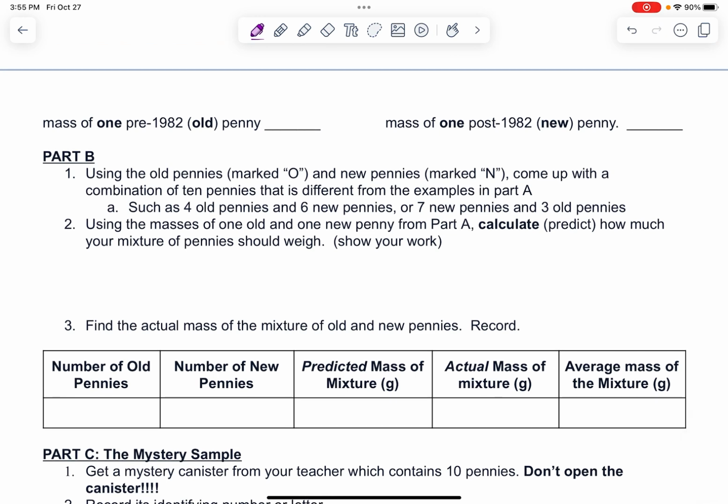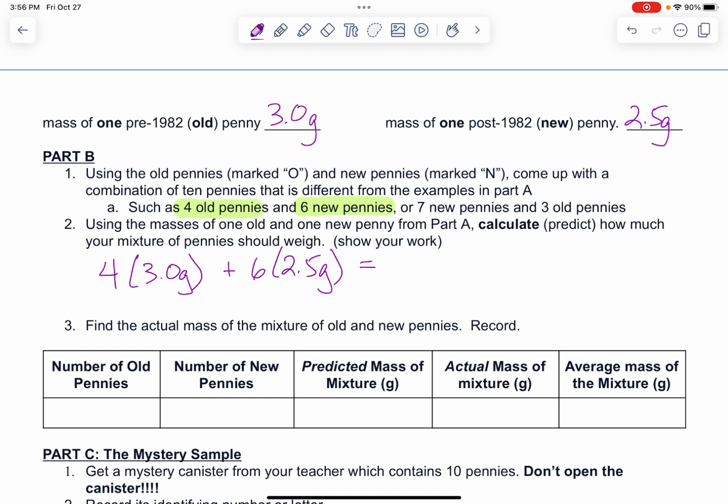Again, at the top here, we wrote down that the mass of our old penny is 3 grams and our new penny is 2.5 grams, so we can predict what the mass of a different mixture would be. Let's say we look at a mixture of 4 old and 6 new pennies. We could predict what the mass would be, and also the average mass. If I have 4 old pennies, I take 4 times my mass of an old penny, which is 3 grams, and then I take my 6 new pennies, so 6 times 2.5 grams.